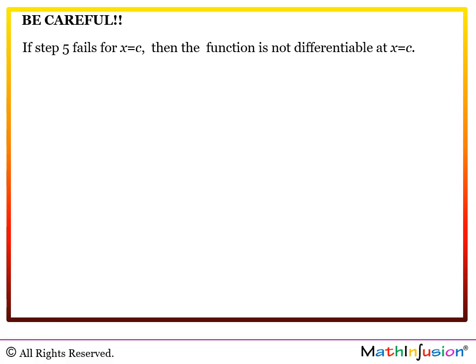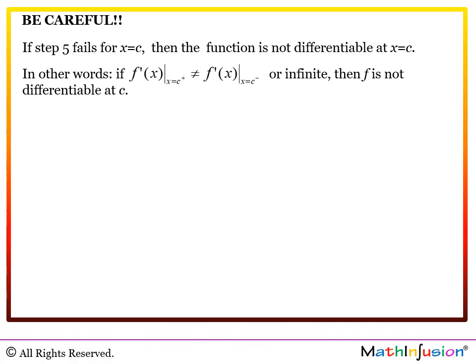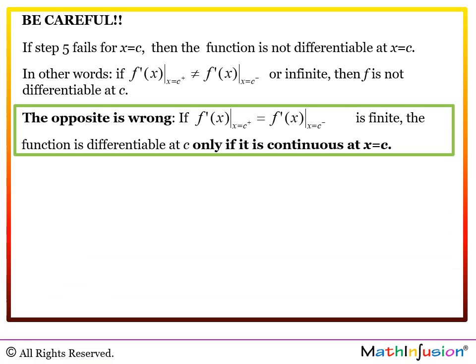Be careful. If step 5 fails for x equals c, then the function is not differentiable at x equals c, and we are done. In other words, if the left and the right derivatives at x equals c are not the same or infinite, then f is not differentiable at x equals c. But the opposite is wrong.